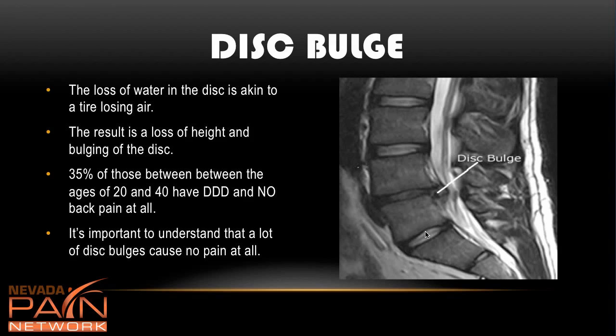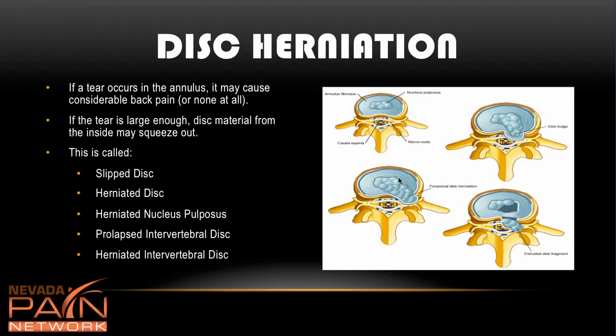So 35% of individuals between the ages of 20 and 40 have evidence of degenerative disc disease on an MRI and no back pain at all. This study showed that just because you have disc bulging and degeneration doesn't mean that you're definitely going to have pain associated with that. So there's not necessarily a correlation.